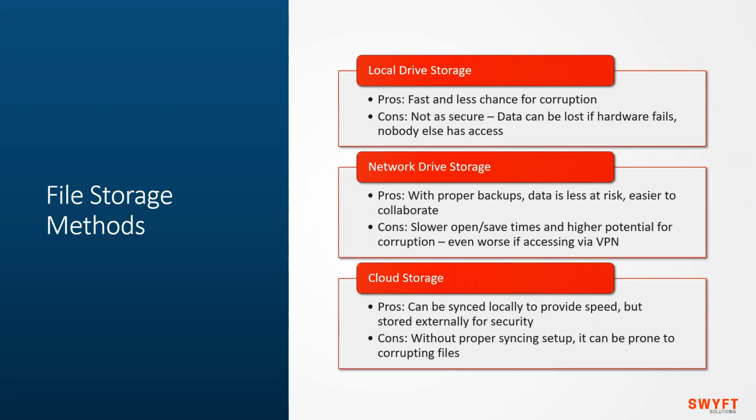2 is network drive. You have more settings to control, like backups and the permissions, but it can take slower open and save times. And you are more prone to corruption if you're saving something that takes a long time to save and your connection drops, whatever it may be. You're more prone to corruption in that manner.